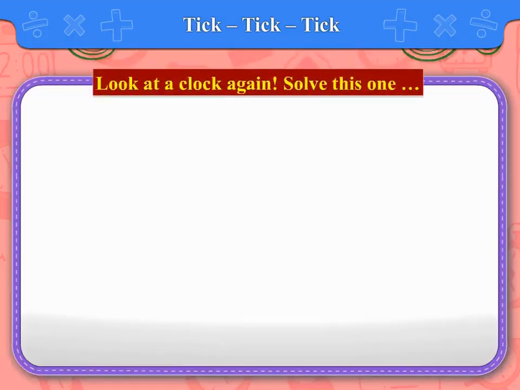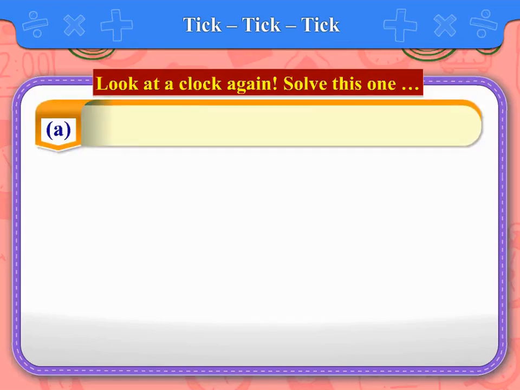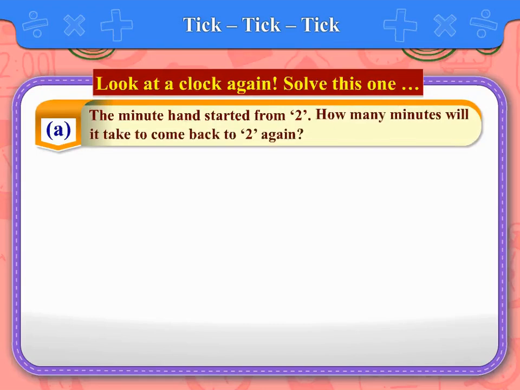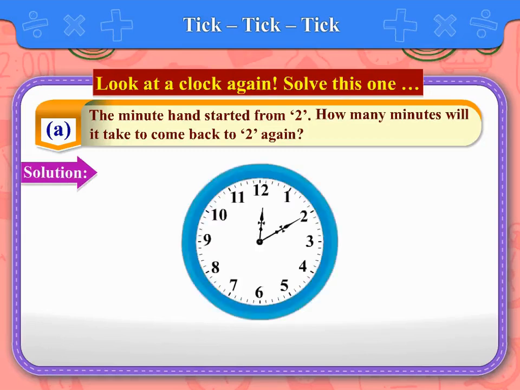Let's look at the clock again. Solve this one. A. The minute hand started from 2. How many minutes will it take to come back to 2 again? Solution. The minute hand starts from 2 and comes back to 2 again. Here it covers 12 digits. 12 digits means 12 into 5 is equal to 60 minutes.